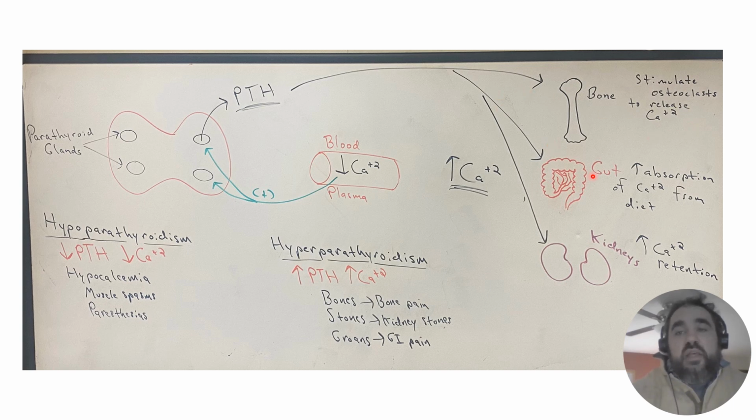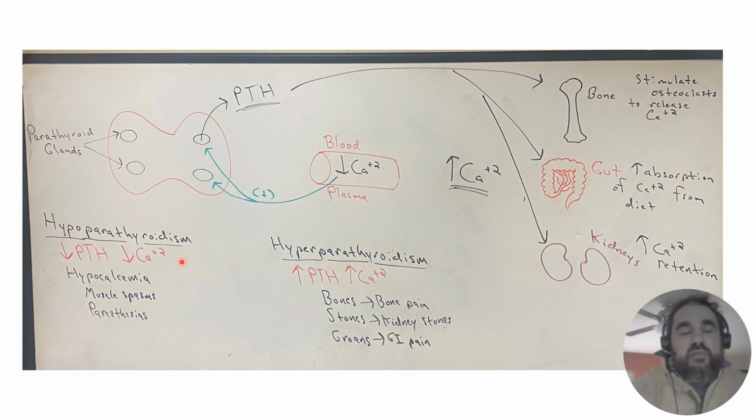Go to the gut, increase absorption of calcium from our diet, so food or supplements. That's why people, well, never mind about that. And then the kidneys, we're going to increase calcium retention. So these 3 things will increase calcium, and then it'll regulate our blood calcium levels. Pretty simple. Okay, but low calcium is going to stimulate the release of parathyroid hormone. So just like hypothyroidism, we're going to have hypoparathyroidism. Just like we're going to have hyperthyroidism, we're going to have hyperparathyroidism.